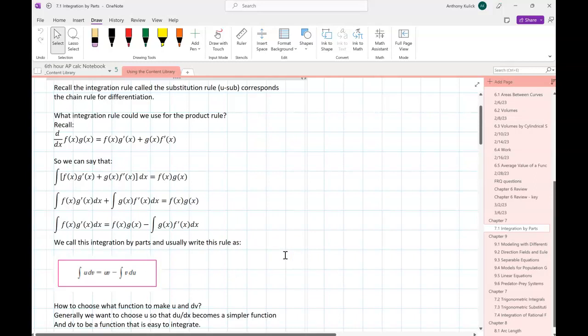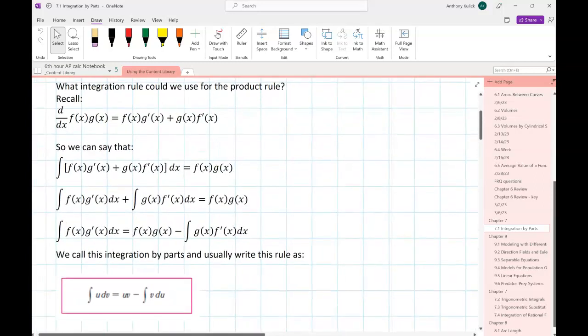Can you zoom in on that a little bit? Is that helpful? Yeah. Good enough? Yeah. Okay.